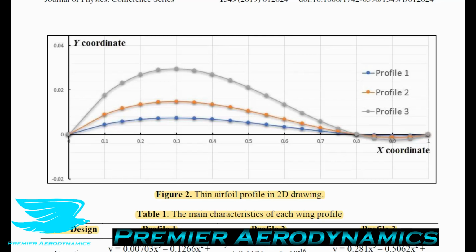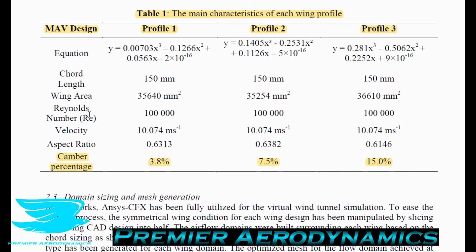The main characteristics for each wing profile are given in Table 1, and basically all wings have similar wing characteristics in terms of the chord length, wing area, and aspect ratios. So the chord length is 150 millimeters, so that's 6 inches. That's the most that you can have for a MAV by classification. The wing areas are around 35,000 or 36,000 square millimeters, and the aspect ratios are about 0.63, which are very low.